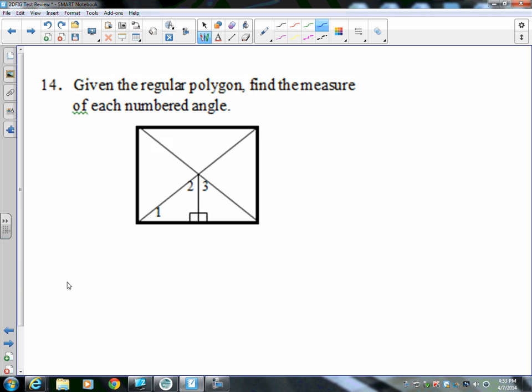Next question. Number 14, given the regular polygon, find the measure of each numbered angle. Since this is a regular polygon, that means all 4 sides are congruent and all the angles are congruent. If they're all the same, they're all going to be 90 degrees. So this shape is going to be a square. If this is a 90-degree angle, the diagonal on a square bisects opposite angles, meaning both of these angles are the same. So we can just say 90 divided by 2, we get 45 degrees. Similarly, on the other side, 1 would be 45 degrees.